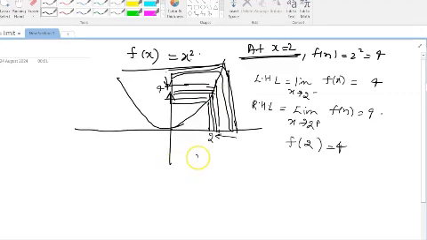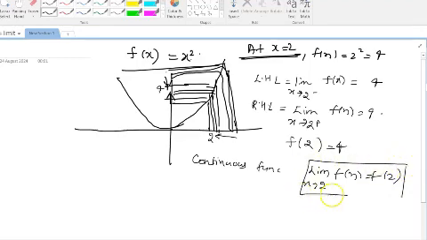So this is what we call continuous function. When your limit exists and it is same as the value of function at that point, we say that this function is continuous. Continuous means when you are drawing the graph, you do not need to lift your pen at that point. So at x is equal to 2, it is continuous.